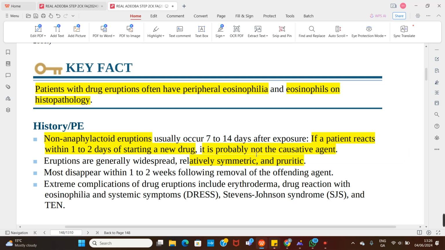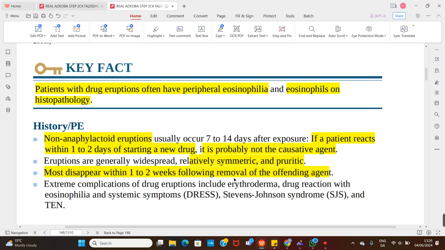This is not contact dermatitis. You are taking a drug into your body, right? So it's going to be widespread, definitely. It's symmetrical and it's pruritic. And most of them disappear within 1 or 2 weeks after you stop the drug.